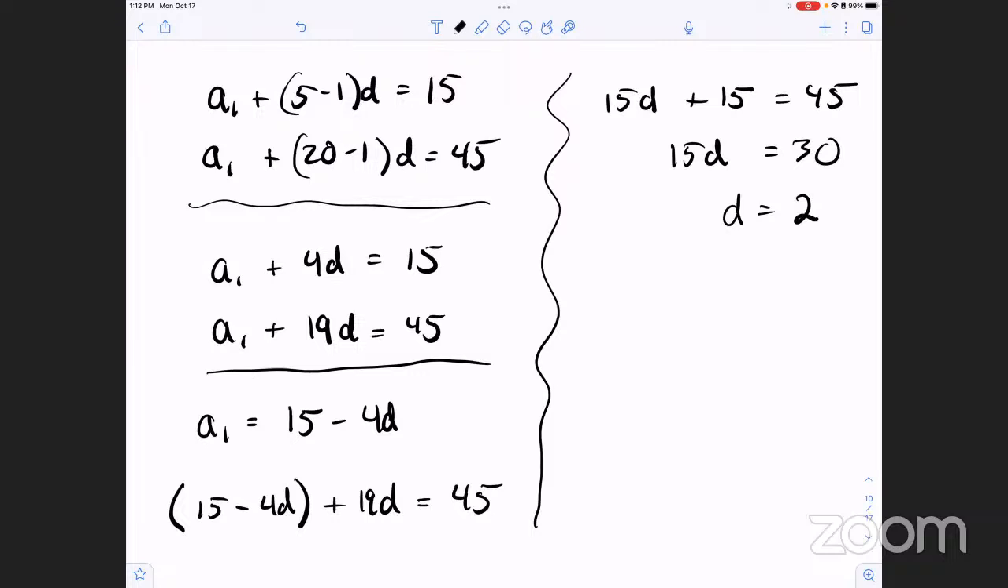So we found the common difference, and then we need to go back and solve for a1. We can use any of these steps as long as each step is correct.